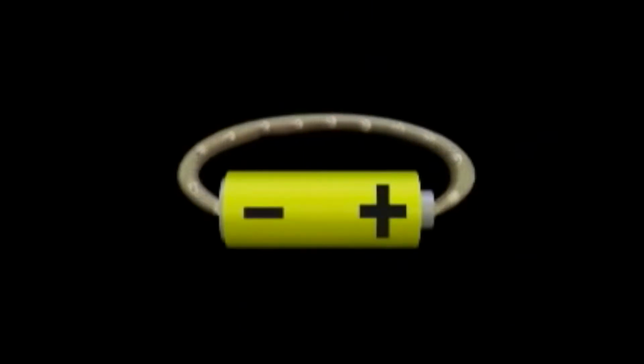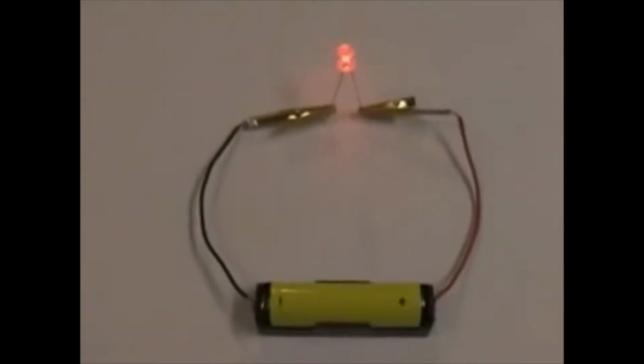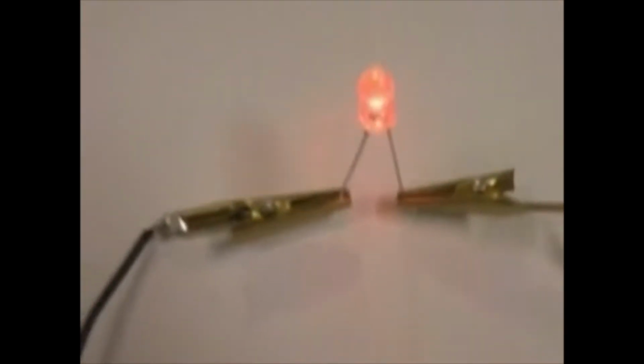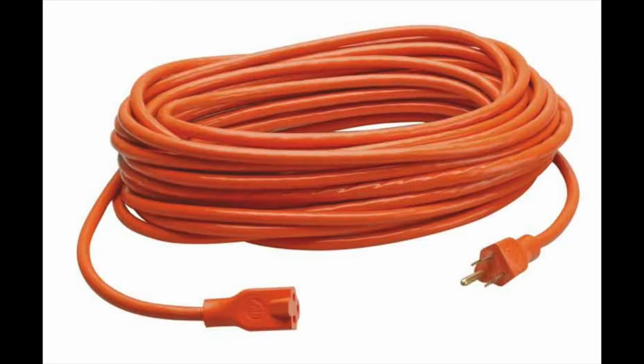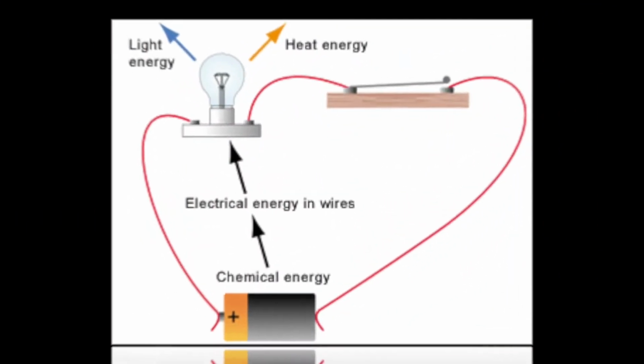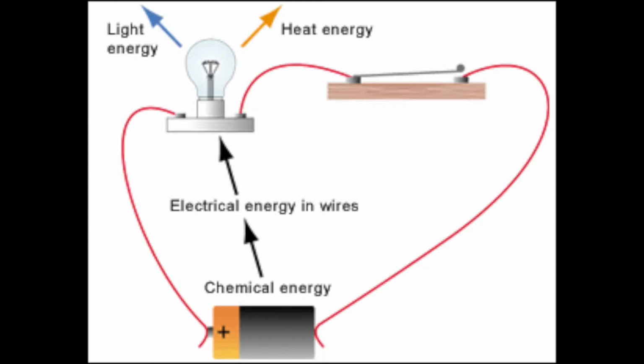Conductors such as wires provide a path for electrons to flow on. These wires are covered in plastic. Plastic acts as an electrical insulator. Insulators protect us from the power of electricity. A battery contains stored chemical energy that is converted to electrical energy.